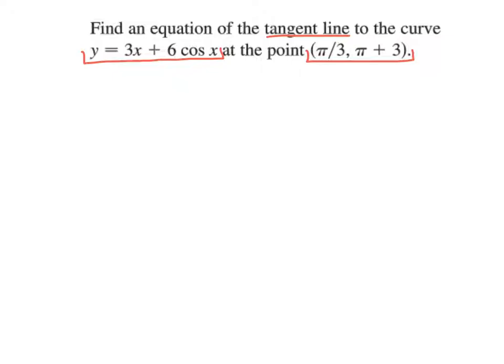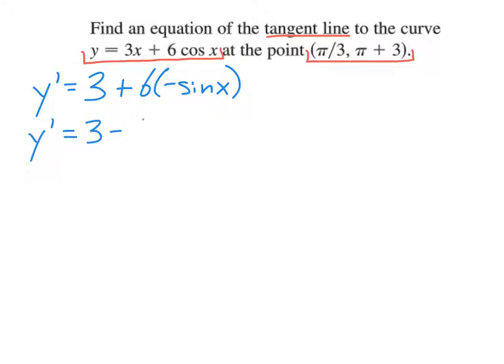All right, so let's find y prime. Y prime is going to equal the derivative of 3x, which is 3, and the derivative of 6 cosine of x, which is going to be 6 times the derivative of cosine, which is negative sine of x. Now, I'm going to be having to work with this going forward, so I definitely want to clean it up just a tiny bit to make it more comfortable. So I'm going to rewrite this now as 3 minus 6 times sine of x.